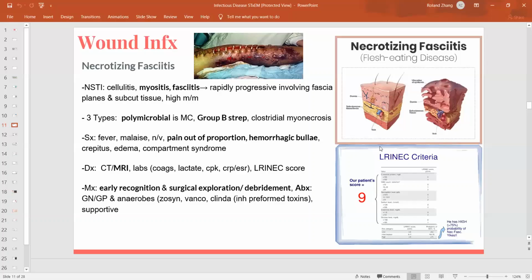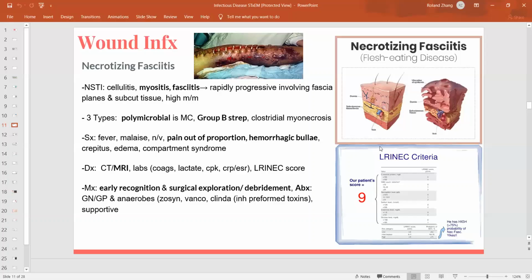If you're not sure and they're borderline, you can use the Laboratory Risk Indicator for Necrotizing Fasciitis, or LRINEC score, which is the score on the bottom right. It's a score based on inflammatory markers and creatinine, all that. And with a higher score, you should have higher suspicion. For me and a lot of us, if there's a suspicion, we start them on an antibiotic and call surgery or admit them.